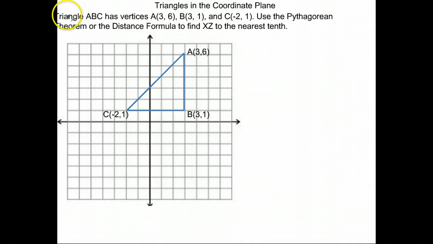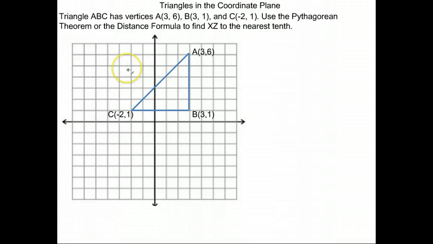All right, here we have some triangles that are in the coordinate plane, and they're kind of asking you to review here. This triangle ABC has vertices at (3, 6), (3, 1), and (-2, 1). They are labeled here for us. Use either the Pythagorean theorem or the distance formula to find the length of AC is what this should say right here.